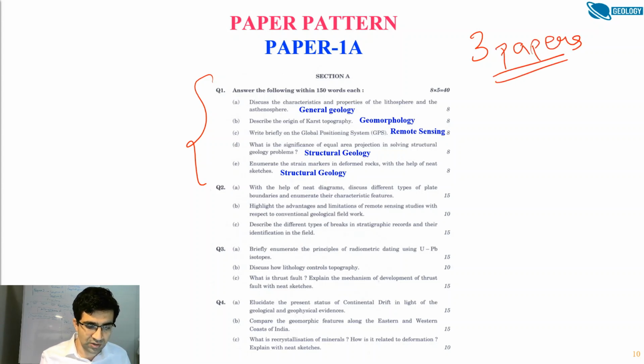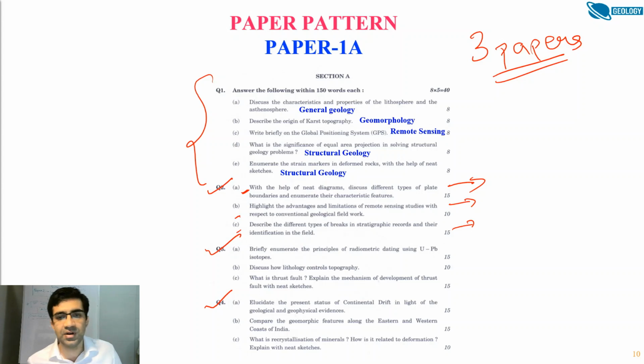Okay, so each section includes 3 papers. Now you have question 2, question 3, question 4. Each of these questions has 3 options, A, B and C. And each of these will contain a sub question from each paper. So from each paper, you will be having a sub question. All these subjects will be equally divided between A, B and C.